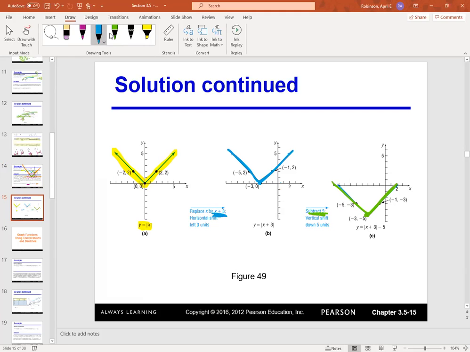So this, in blue, would be what y equals the absolute value of x + 3 looks like. And then in green is y equals the absolute value of x + 3 - 5, because it shifted down. Questions on that? Shifting. Up, down, left, right. North, south, east, west. West, east, whichever way I just said.